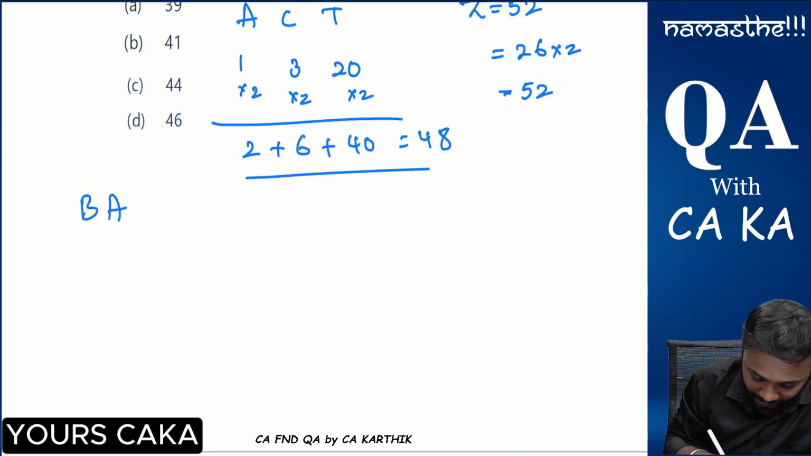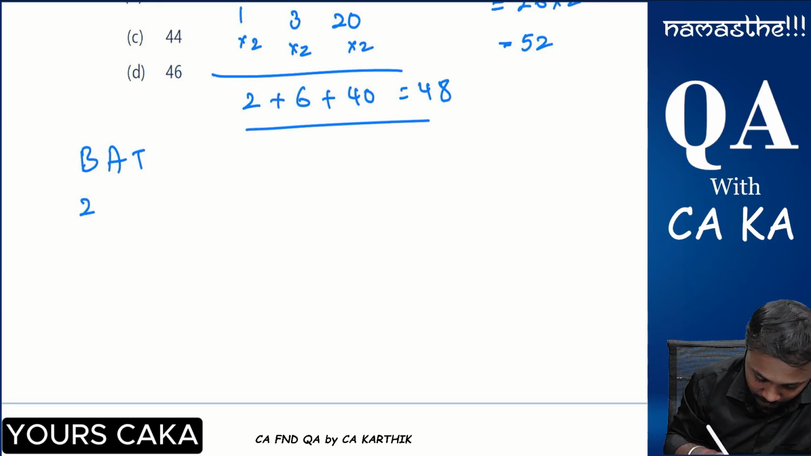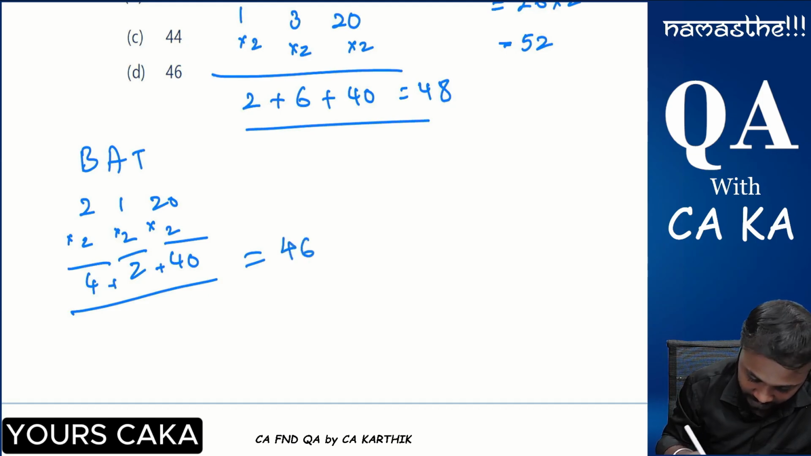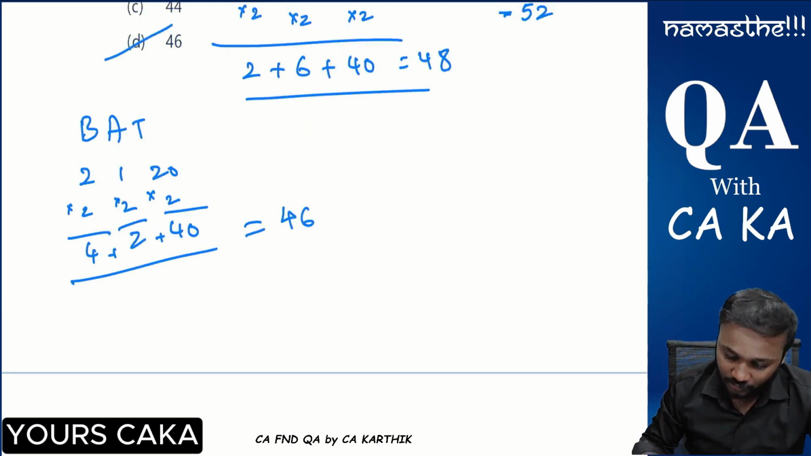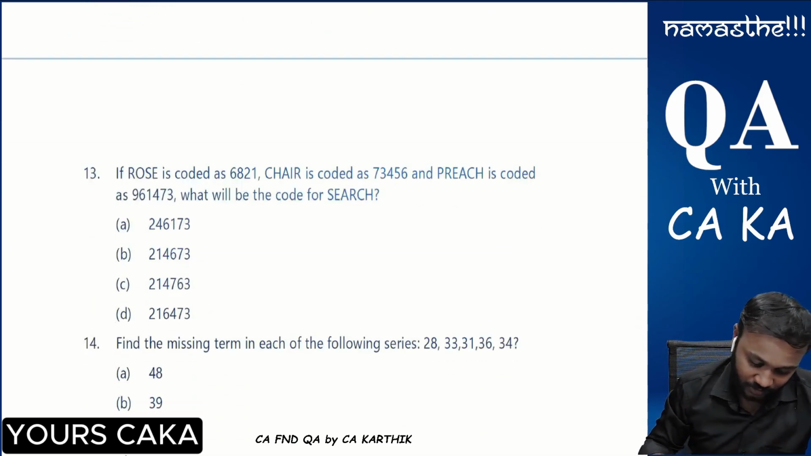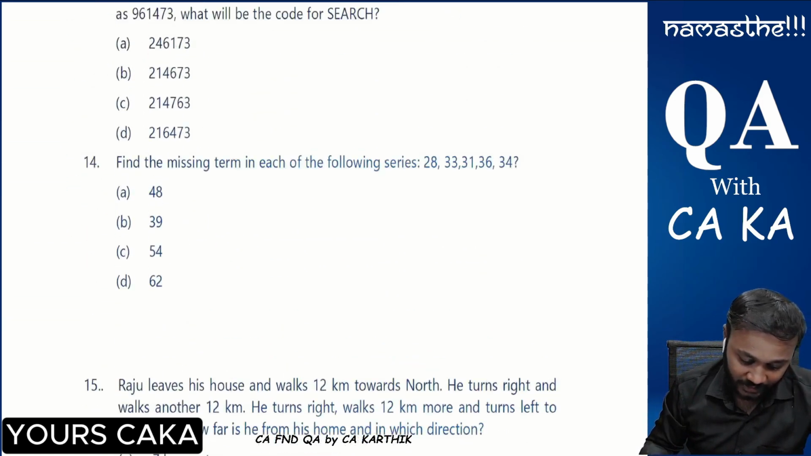Same way, if you solve BAT, B is nothing but 2, 2 into 2, which is 4, A is 1 into 2, which is 2, T is 20 into 2, which is 40, which will be 46. Option D is the right answer. You can cross check. Let me cross check. Yeah, option D, 46 is the right answer.